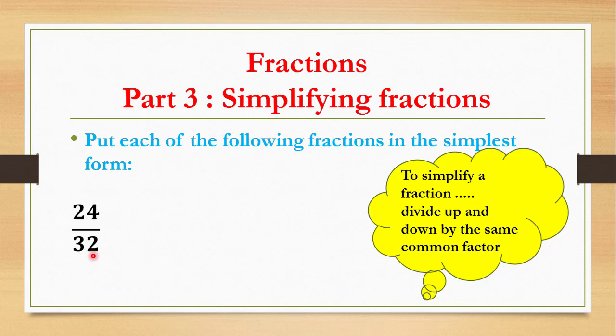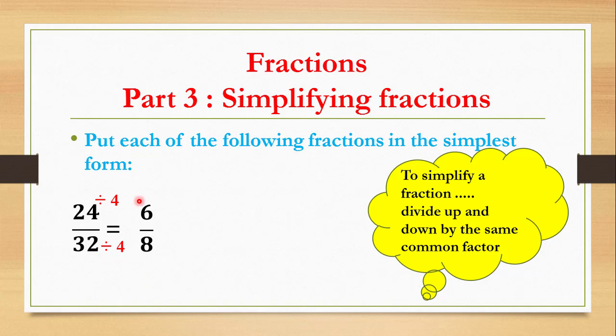24 over 32. By the same way, I want to think about common factor between 24 and 32. Someone said 4. Okay, 24 and 32 are divisible by 4. So let's divide the two numbers by 4: 24 divided by 4 and 32 divided by 4. Okay, let's start. Timetable 4.